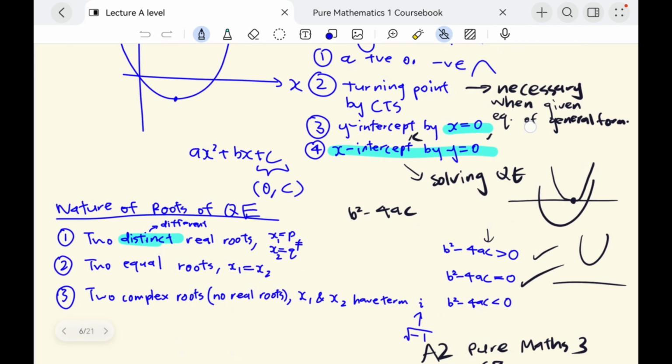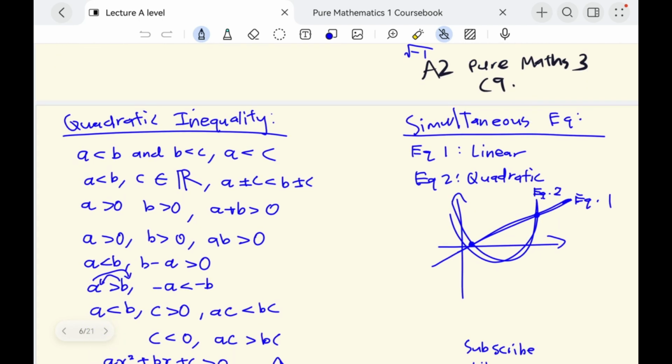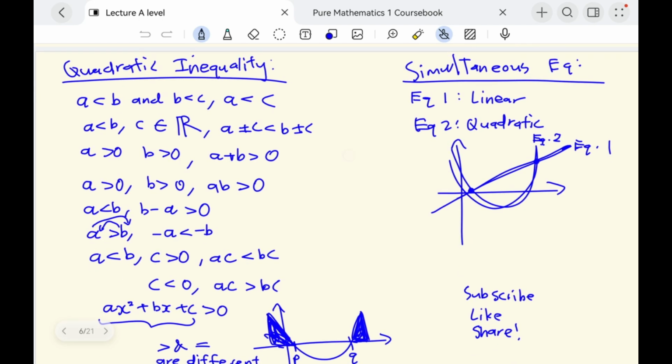Okay. So let's proceed to the last part of this first chapter, quadratic. The last subtopic is the quadratic inequality. Before I enter the inequality, I'm not going to go through this inequality for you. You need to read through by yourself. And this note later on I will upload inside the Google Drive for you to refer.